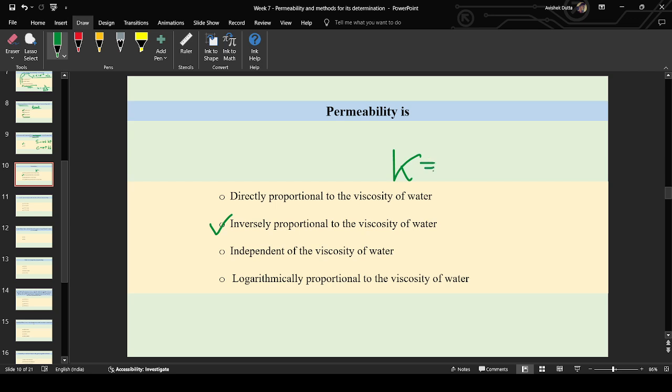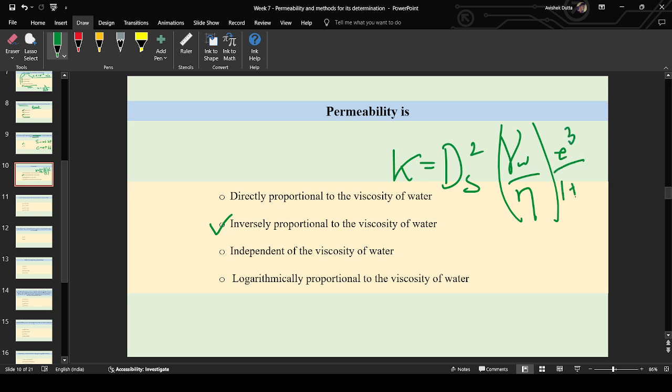I can write over here because I've already told you the dependencies of the several parameters. K equals D squared into gamma w, the unit weight of water, by viscosity of water, into void ratio cubed by 1 plus void ratio, into C. C is a constant depending on the particle shape. So as you can see, the square of the particle diameter is directly proportional, the unit weight of water is directly proportional, and it is inversely proportional to the viscosity of water. And this is the property of the permeant.